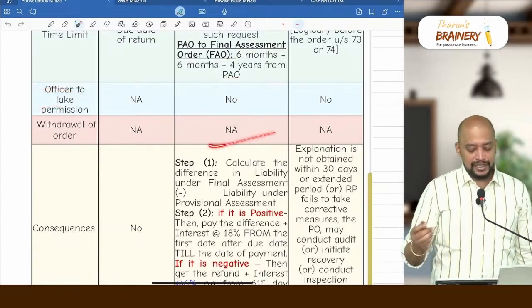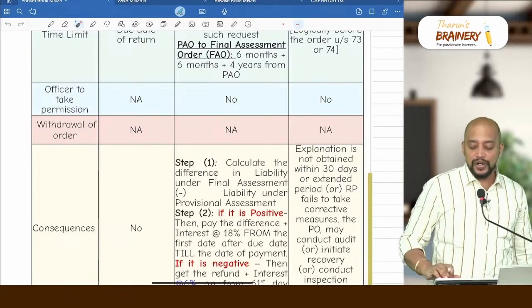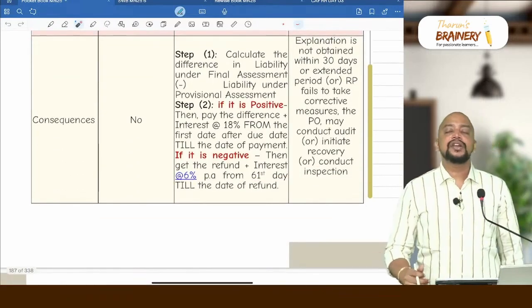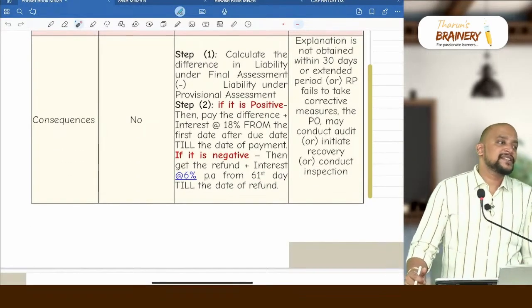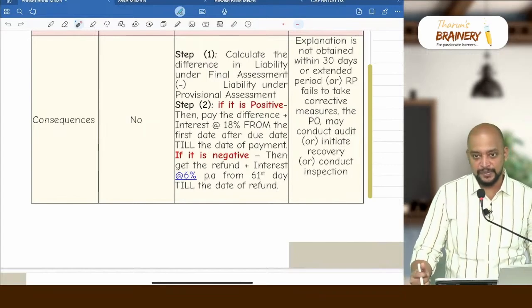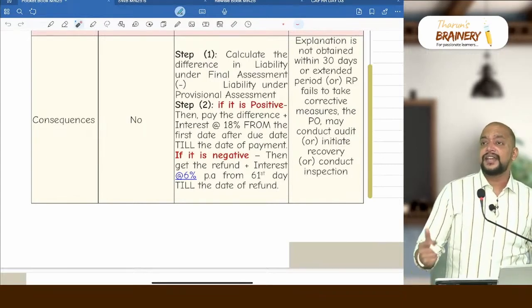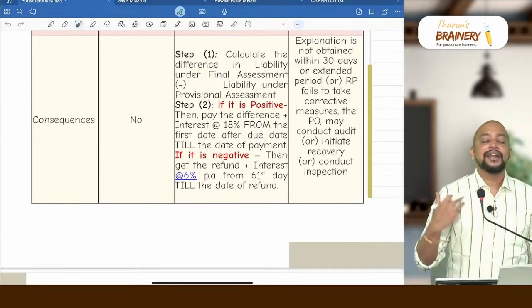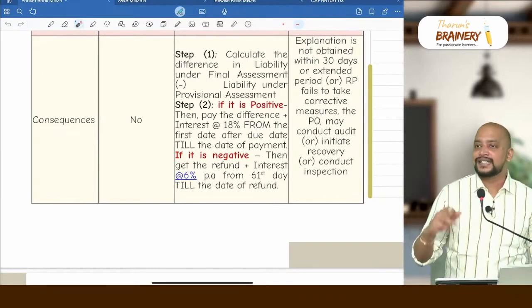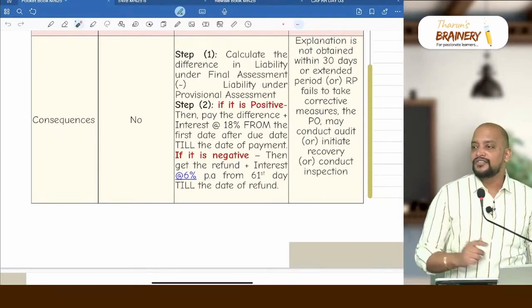So withdrawal of order, not applicable. Consequences: what will happen upon final assessment? Three possibilities could happen. When the final assessment amount is less than the provisional assessment amount, we have to pay the differential amount, and that differential amount will be at the rate of 18%. In customs it will be 15%.